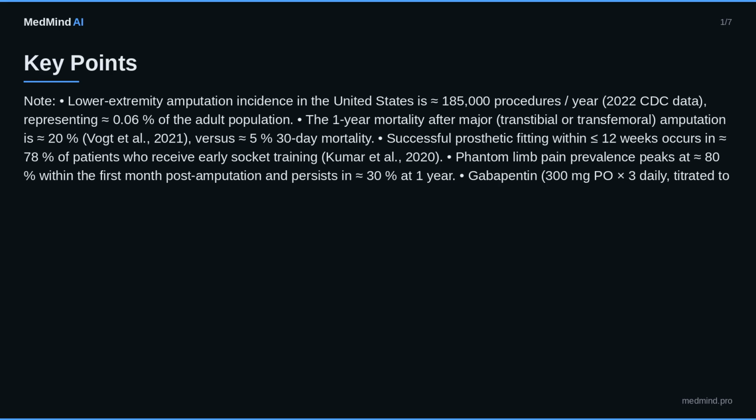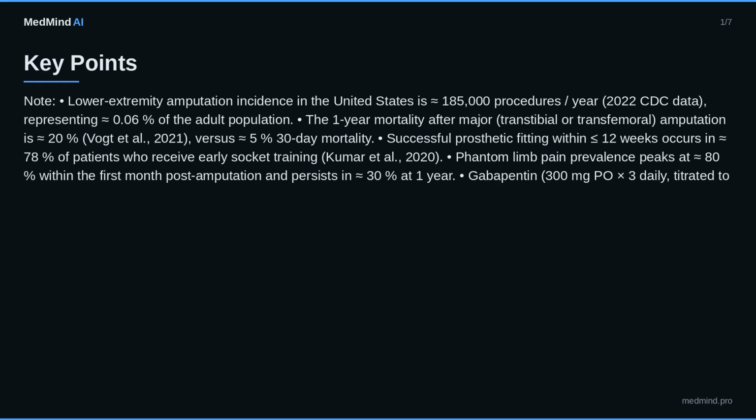Phantom limb pain prevalence peaks at approximately 80% within the first month post-amputation and persists in approximately 30% at 1 year. Gabapentin, 300 mg PO three times daily, titrated to 1,800 mg/day, reduces phantom pain intensity by greater than or equal to 30% in 62% of patients. RCT NCT 03214567.